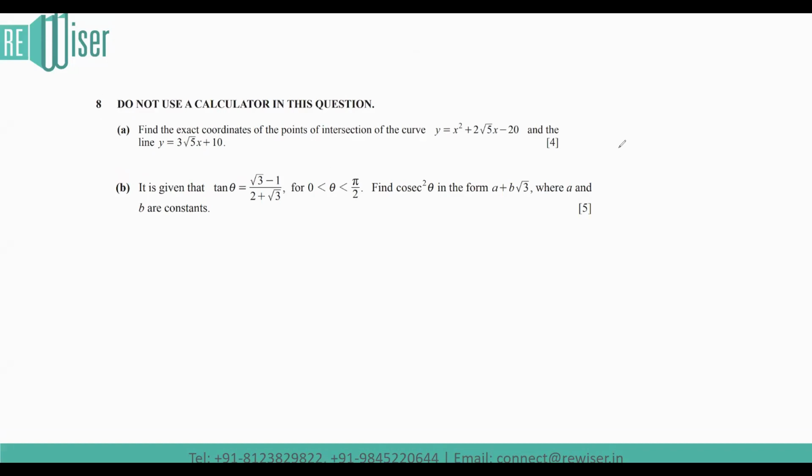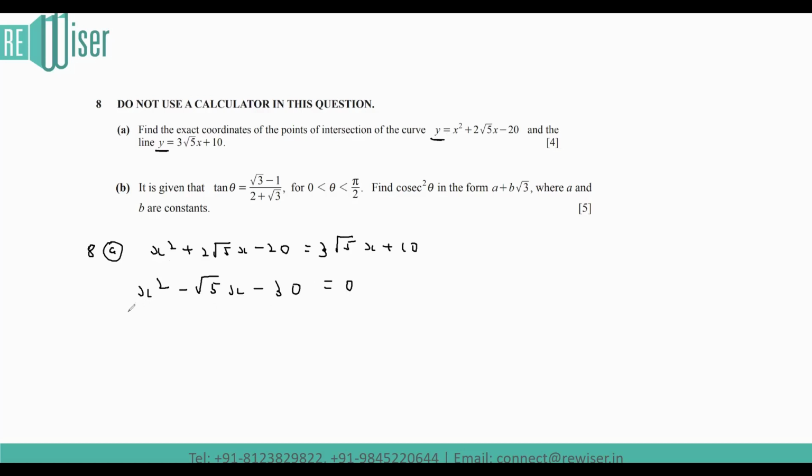To get the points of intersection, the first step is to equate both the y values. So we can write x squared plus 2 root 5x minus 20 must be equal to 3 root 5x plus 10. I just equated both the y values which are given in the question. So we get x squared minus root 5x minus 30 equals 0. This is the quadratic equation that we got.